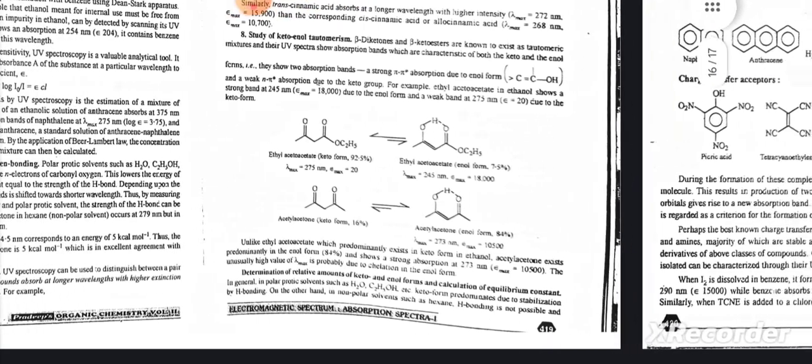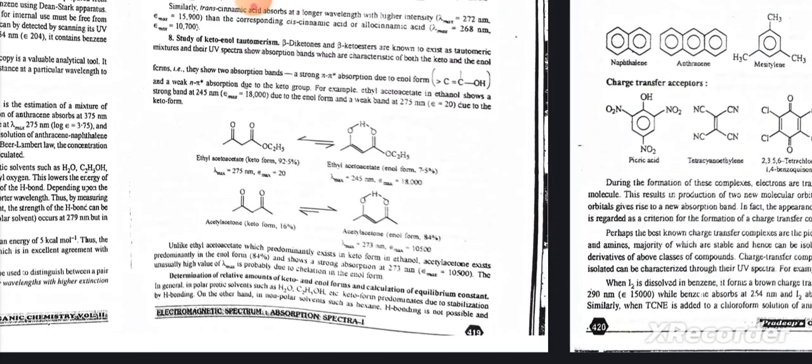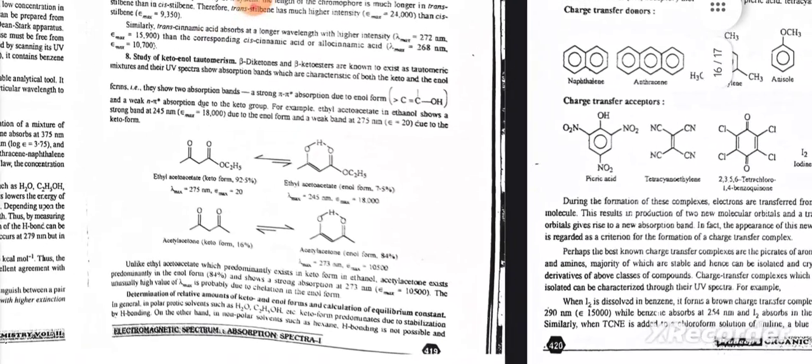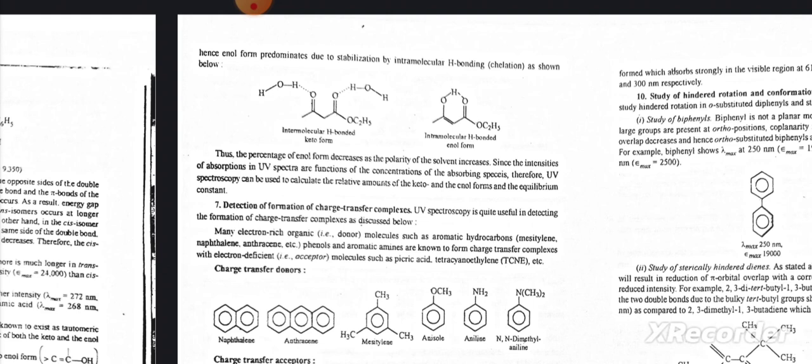In general, in polar protic solvents such as H2O, C2H5OH, etc., the keto form predominates due to stabilization by H bonding. On the other hand, in non-polar solvents such as hexane, H bonding is not possible, and hence the enol form predominates due to stabilization by intramolecular H bonding as shown below. Thus, the percentage of enol form decreases as the polarity of the solvent increases. Since the intensities of absorptions in UV spectra are functions of the concentrations of absorbing species, UV spectroscopy can be used to calculate the relative amounts of the keto and the enol forms and the equilibrium constant.